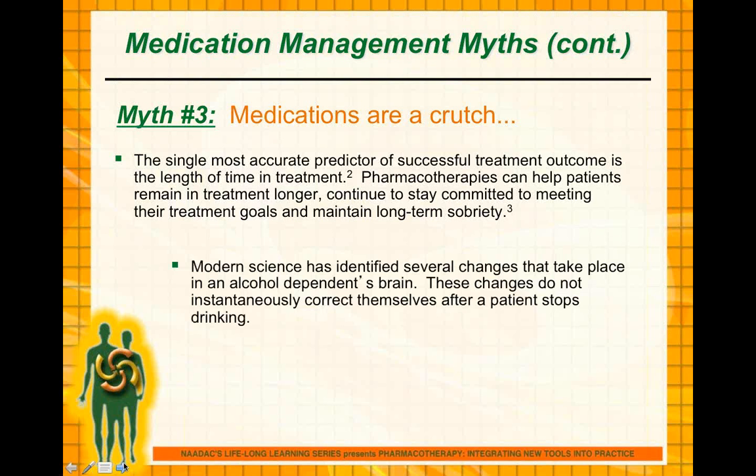We also know that modern science has identified several changes that take place in an alcohol dependent's brain. We know that these changes do not instantaneously correct themselves after a patient stops drinking. It can take up to a year for some of the changes that I'm going to discuss in this program to reverse themselves in the brain. And that's after someone has been sober for 12 months. There are still changes that are taking place in the brain that are trying to work to correct themselves. And so medications are not a crutch for that type of change. It's actually just providing support and acknowledgement of a real biological shift that has happened within the brain that needs to be acknowledged and a part of that treatment plan as the patient moves forward.